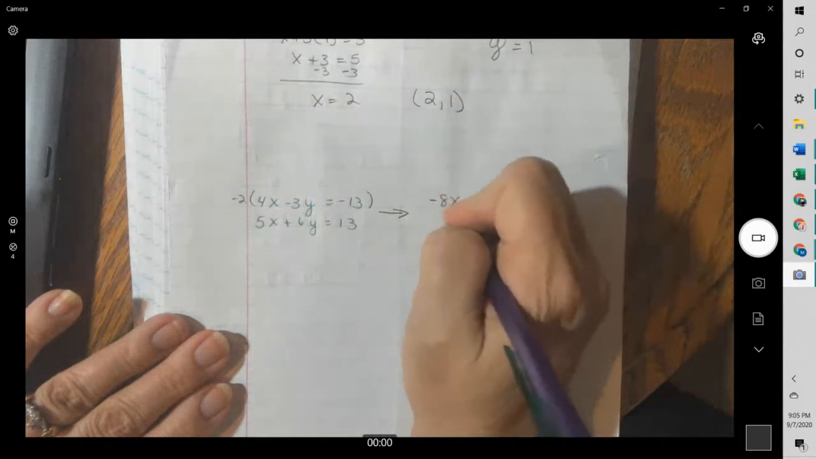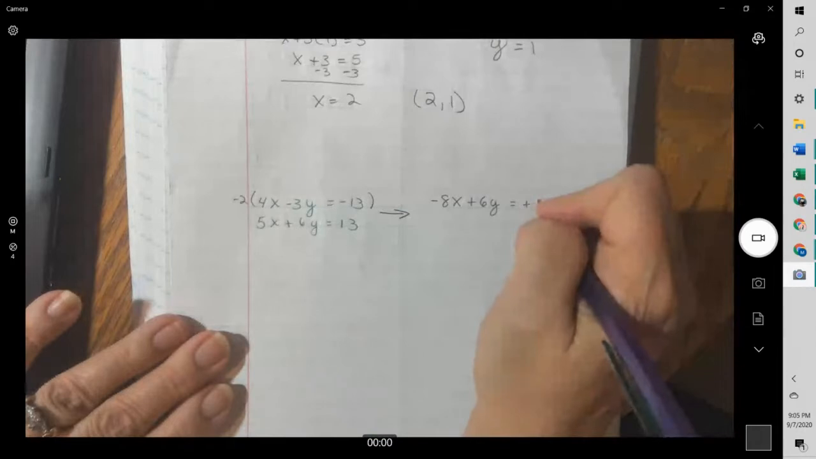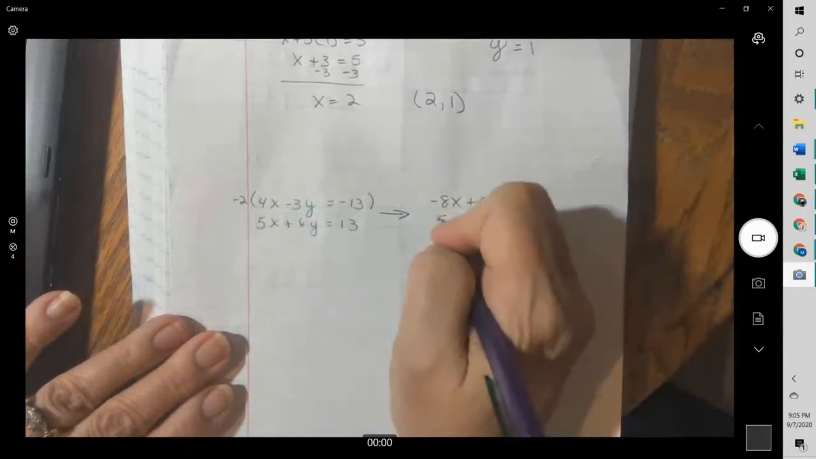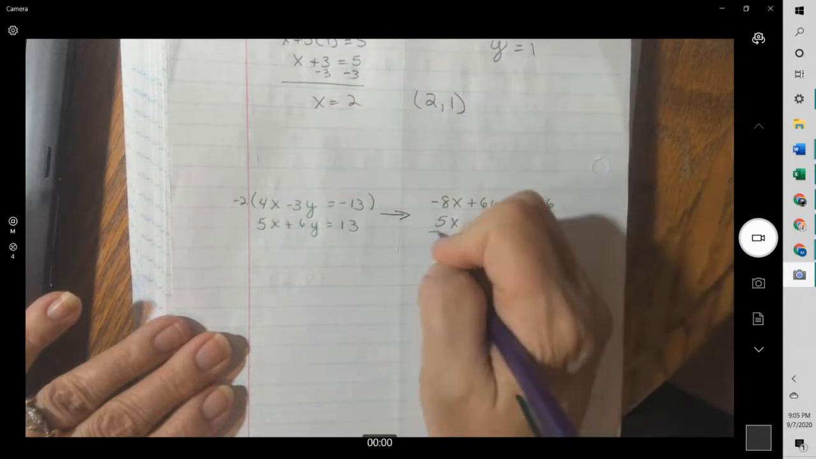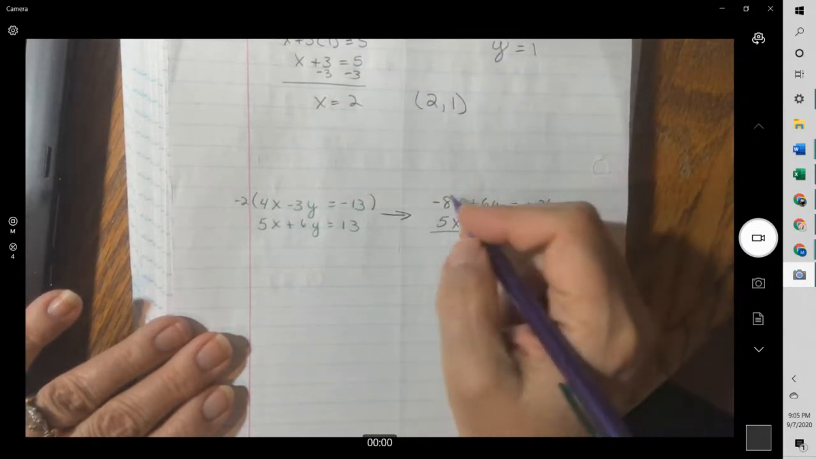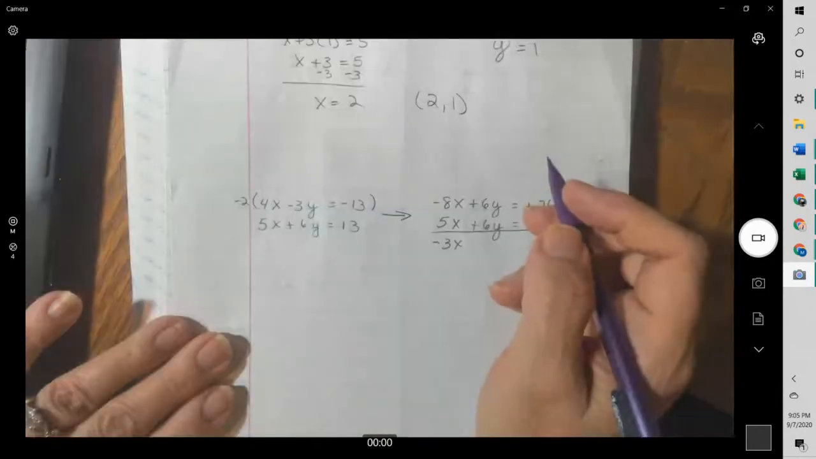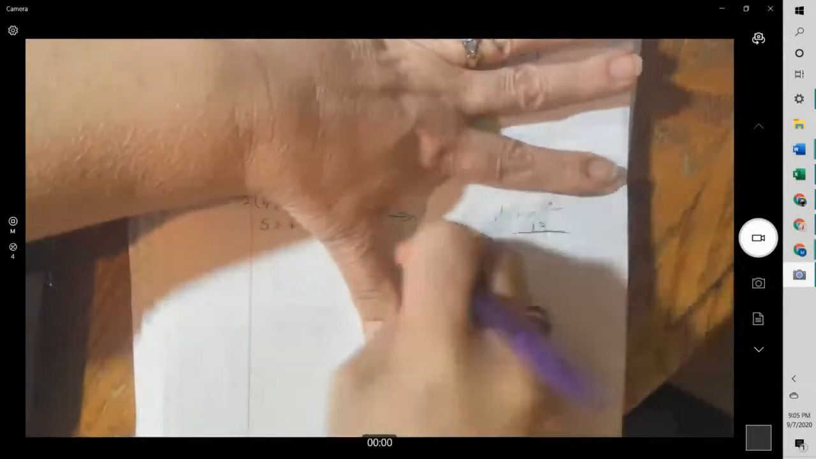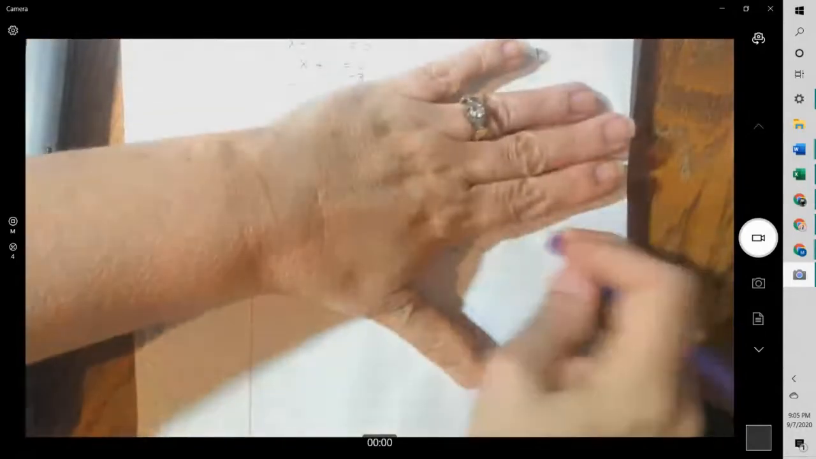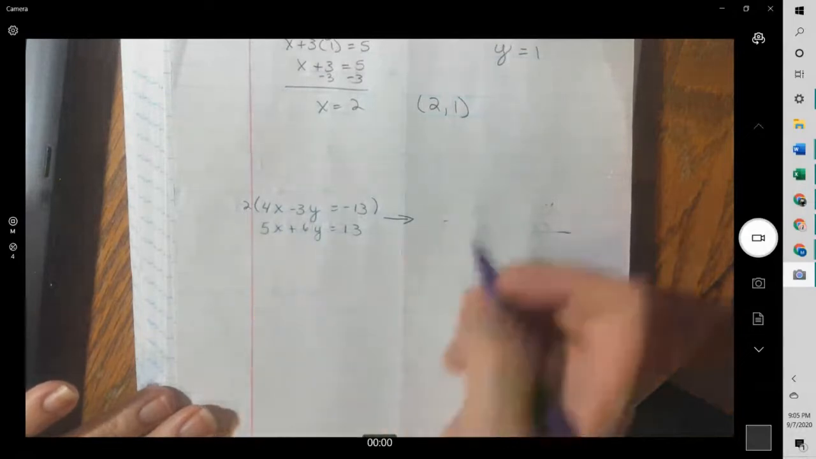We get negative 8x plus 6y equals a positive 26. We're not going to change the other one. And when we add down, we get a negative 3x. And somehow I lost, oh, we don't want the negative. I'm sorry. Because we already have a negative. Notice this is already negative and this one's positive, so use a positive 2.